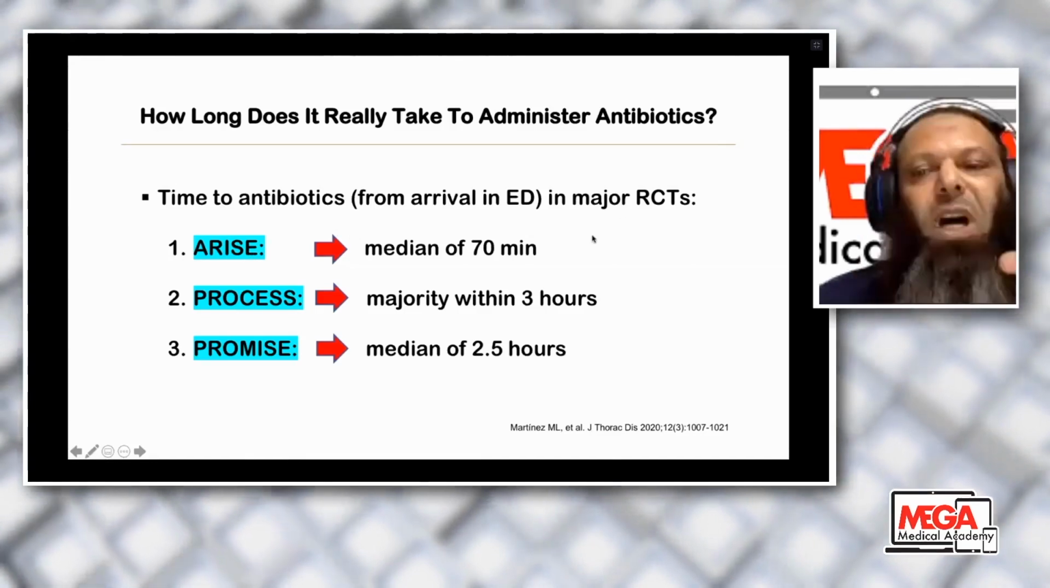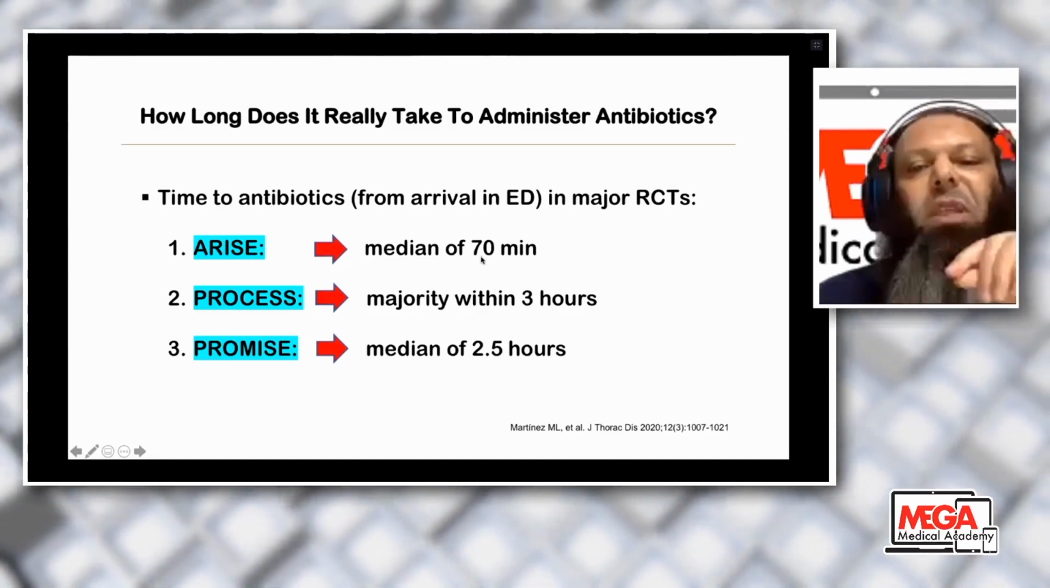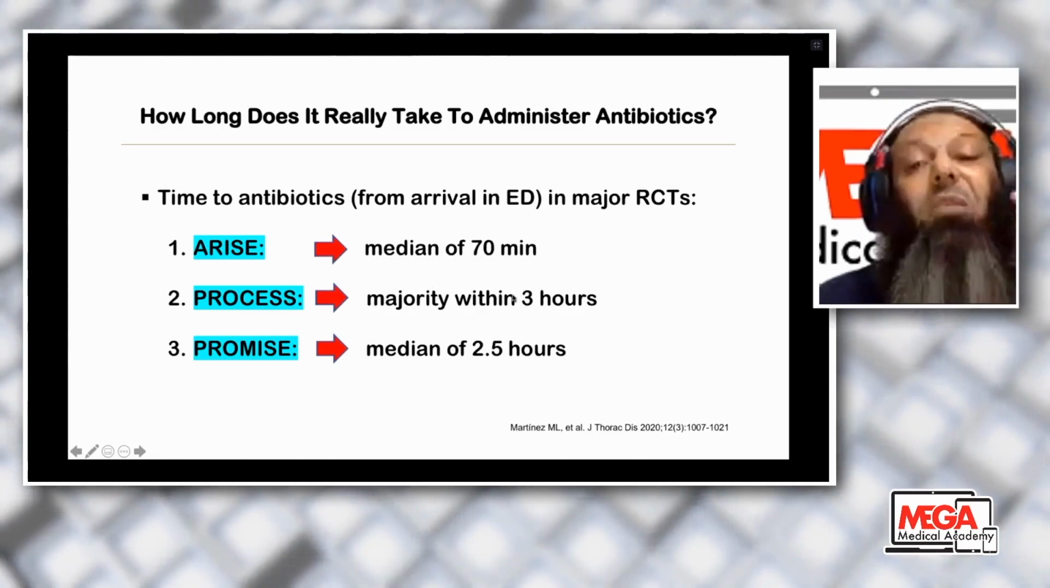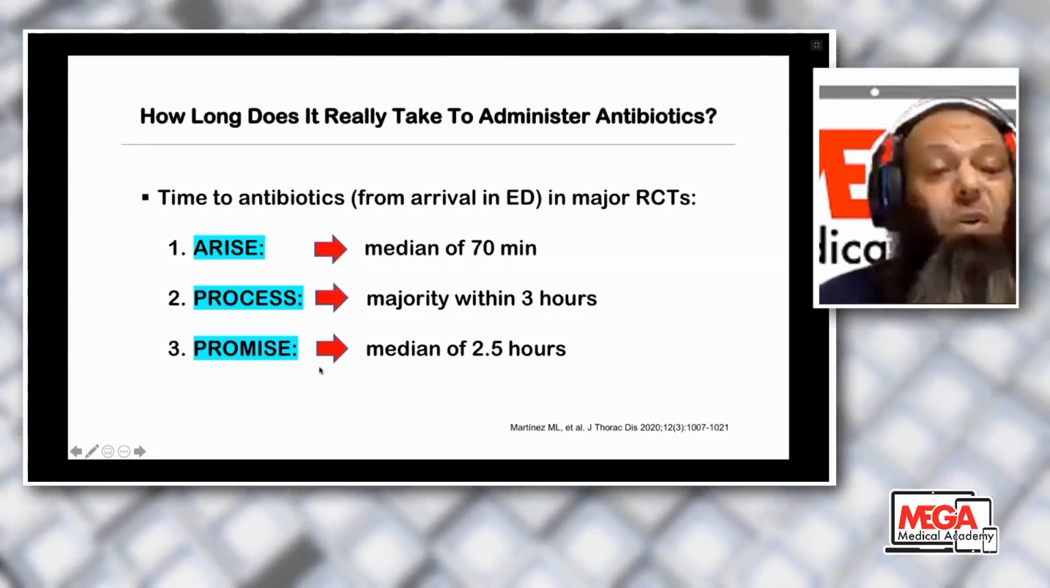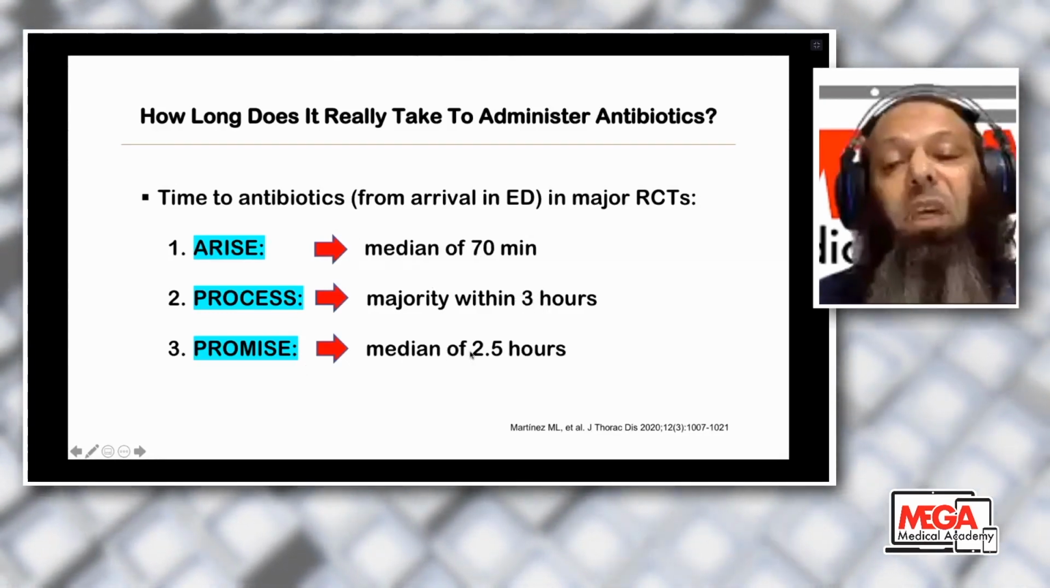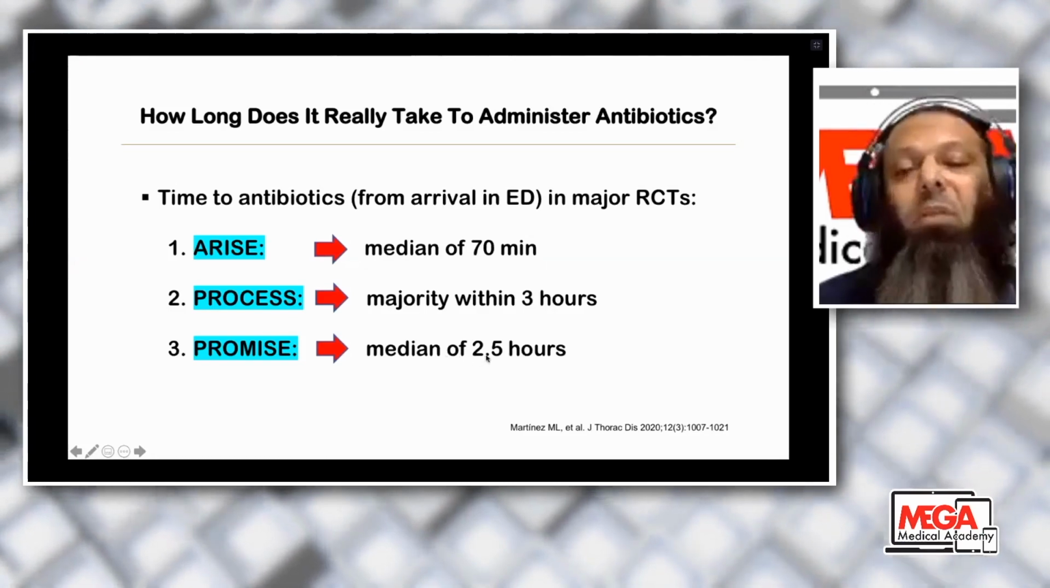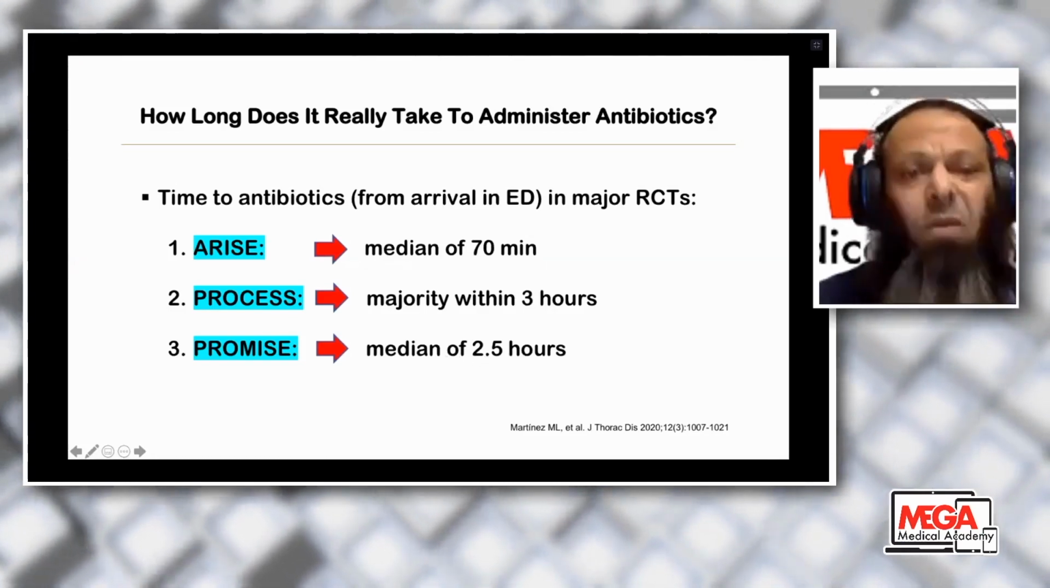So those are the 3 major RCTs. The median here was about 70 minutes. With the PROCESS trial, the majority were within 3 hours. With the PROMISE trial, the median was about 2.5 hours.